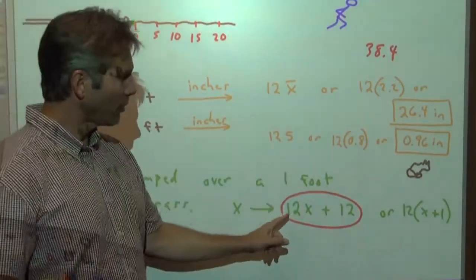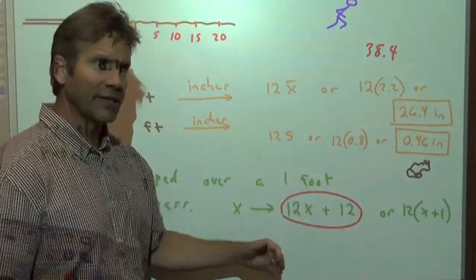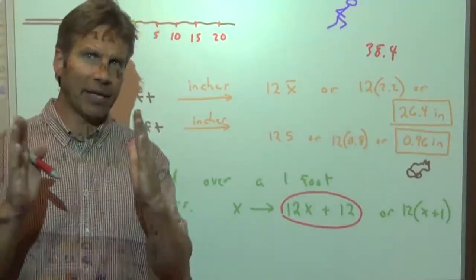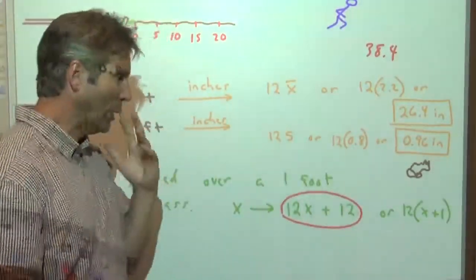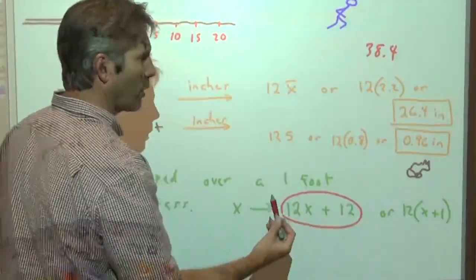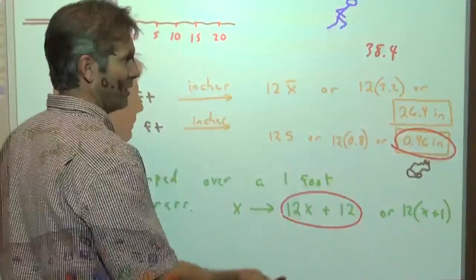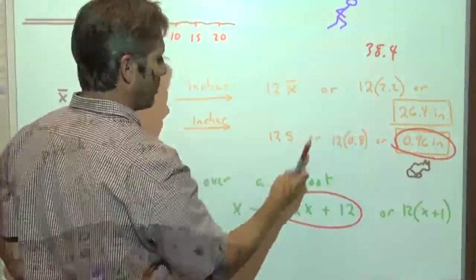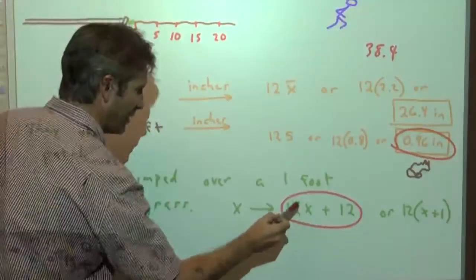Anyways, so what's going to happen now? Check it out. When we multiply all the distances by 12, and then we add that extra foot, does that make the results any more or less spread out? The answer is no. So adding the 12 has no consequence on the standard deviation, so it stays at 0.96.